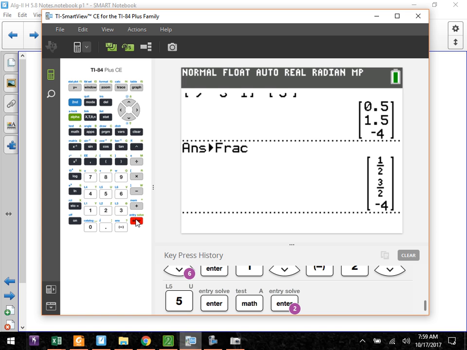But in all honesty, like I said, matrices are great, but it's one of those that's not super useful in high school, except for this, because there's no reason that we need to solve a 3 by 3 by hand. That's just kind of a waste of time.